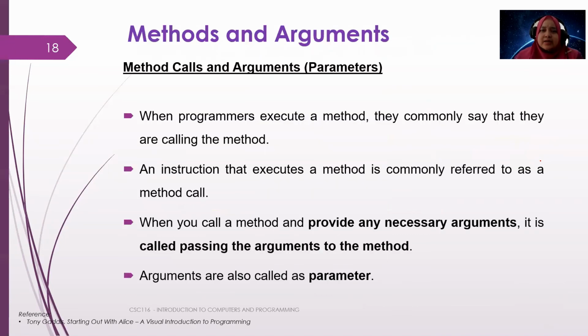Okay. So, next is method and argument. Macam saya sebut tadi lah, argument adalah parameter data yang kita hantar. What kind of data yang kita hantar dekat method itu untuk diproses. Method calls and argument also known as parameters. When programmer execute a method, they commonly say that they are calling the method.